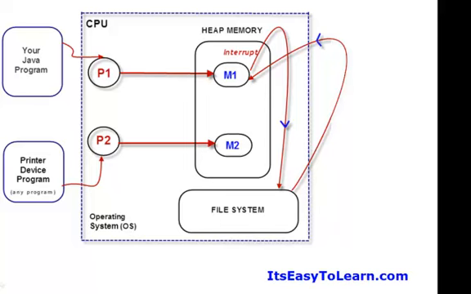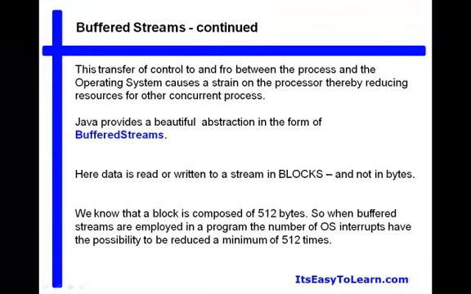Similarly, for writes, we write to the memory M1, and then from M1 it is copied to the file system in the case of a write. So these input-output operations are no doubt expensive, and they cost a toll on the computer's resources. This transfer of control to and fro between the process and the operating system causes a strain on the processor, thereby reducing the resources for other concurrent processes.